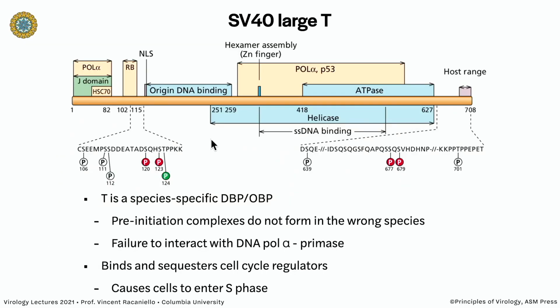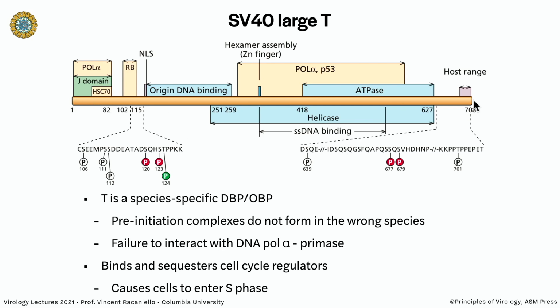Here's SV40 large T. This has been called the most studied protein on Earth. I mean, people have worked on this, many laboratories for many, many years, and have dissected every single amino acid. Nobody does this, or very few people do this, because it's very hard to get funding for this kind of basic research. But this is really what enables us to do a lot of the things we do today.